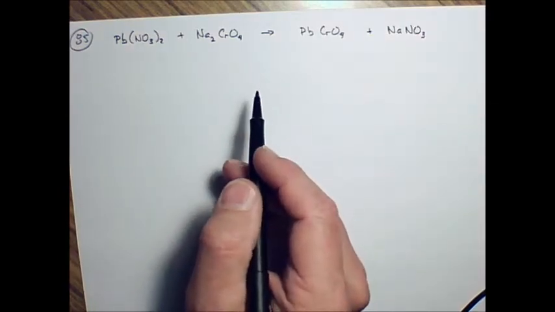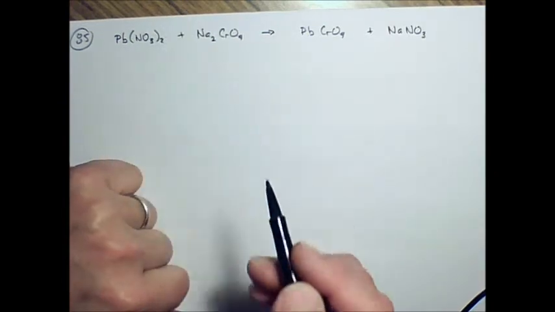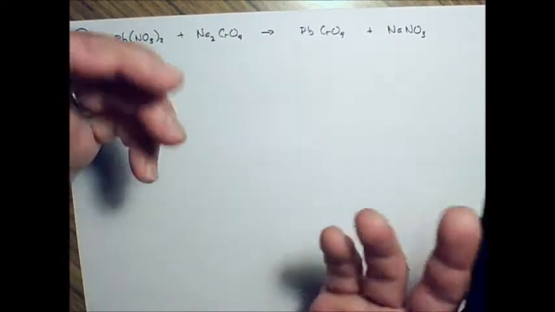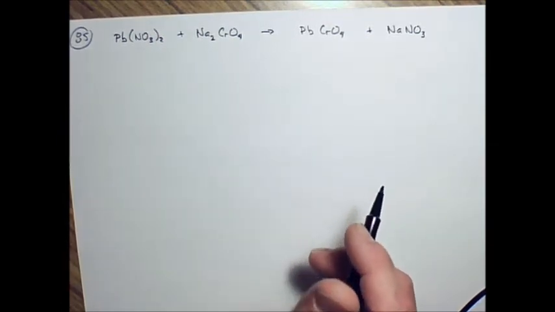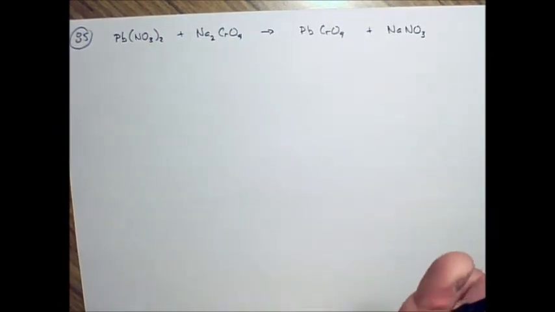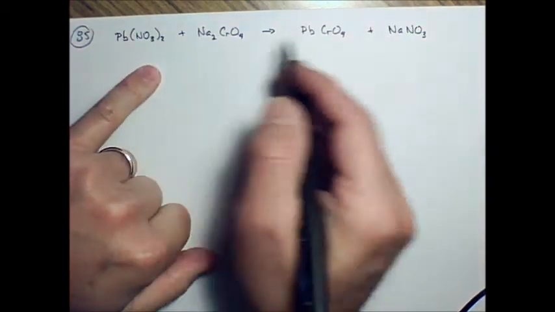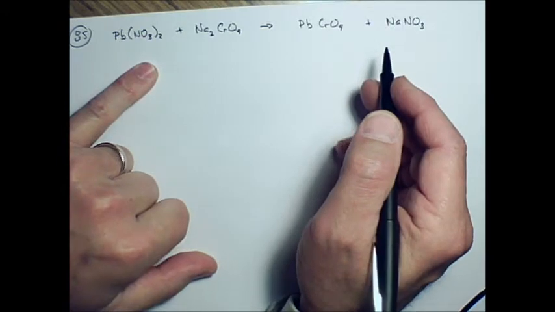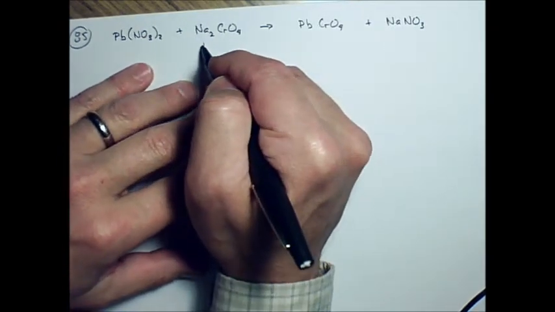As the problem is written, you really don't have to find the physical states. Wouldn't hurt if you did, but the problem doesn't require that because it just asks you how much you're going to get of a certain product. It doesn't ask you how much of the solid. So I'm not going to try to write the physical states here. It's not necessary. But we do have to balance the equation.